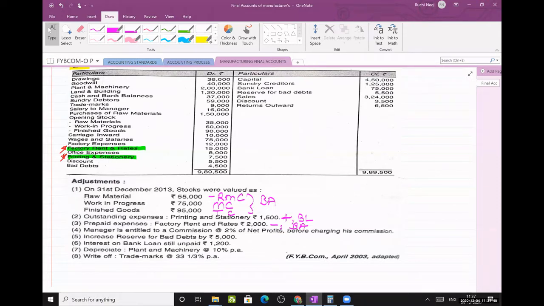Okay, so how many effects does outstanding have? 2 effects. You're going to show it as P&L debit, and the second effect will be balance sheet liability. Manager is entitled to a commission, right? So his commission part will go under selling and distribution. Don't forget that.